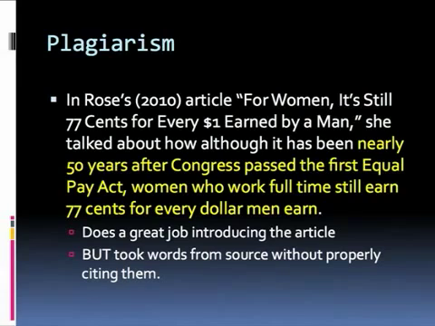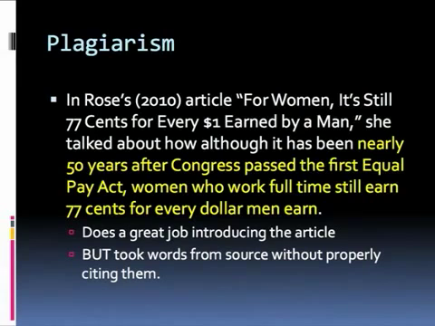Now, what did she do right? What did the student do right? Well, she told us where the information came from. She said in Rose's 2010 article and named the article. And we put articles in quotation marks to indicate that that's the name of the article. So that's good. She is doing something right here. But the problem is down here for something that's represented as a paraphrase, this nearly 50 years part that's in yellow, that is just words directly from the source put into the student's paper and not shown to be someone else's words.